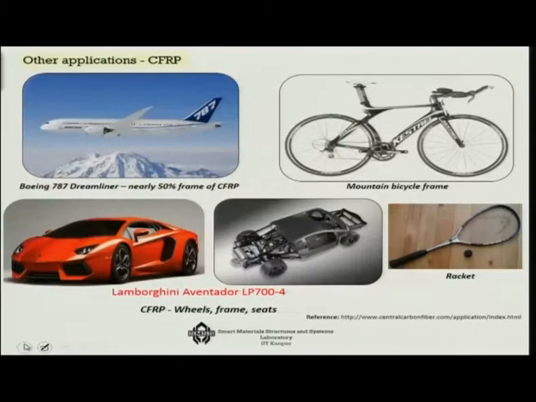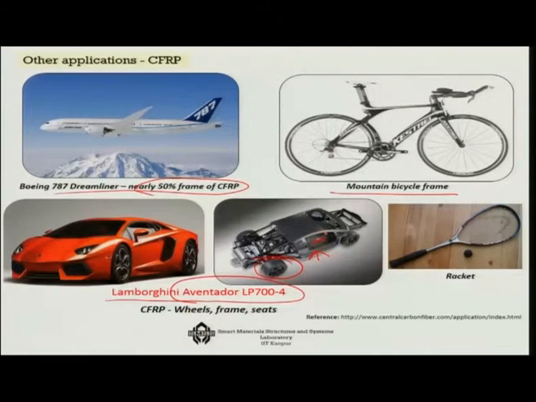You will see bikes, for example, mountain bike frames. The 787 Dreamliner has nearly 50% of its frame made of CFRP. The other interesting application is in racing cars like the Lamborghini Aventador. You will see that CFRP is used in its wheels, in its frames, and in the seats itself.